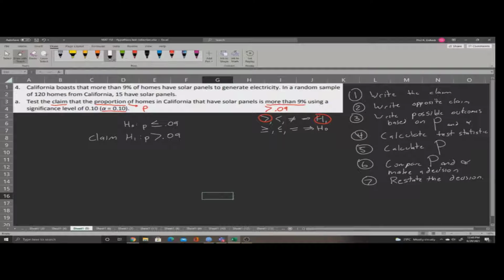Now let's think about our possible outcomes. If our big P is less than or equal to alpha, that means we would reject the null hypothesis. So imagine we crossed out the null hypothesis. That means what would be left over is the claim. So in rejecting the null hypothesis, we would be supporting the claim. And we would be supporting the claim because our evidence is strong enough to support the claim and reject the null.